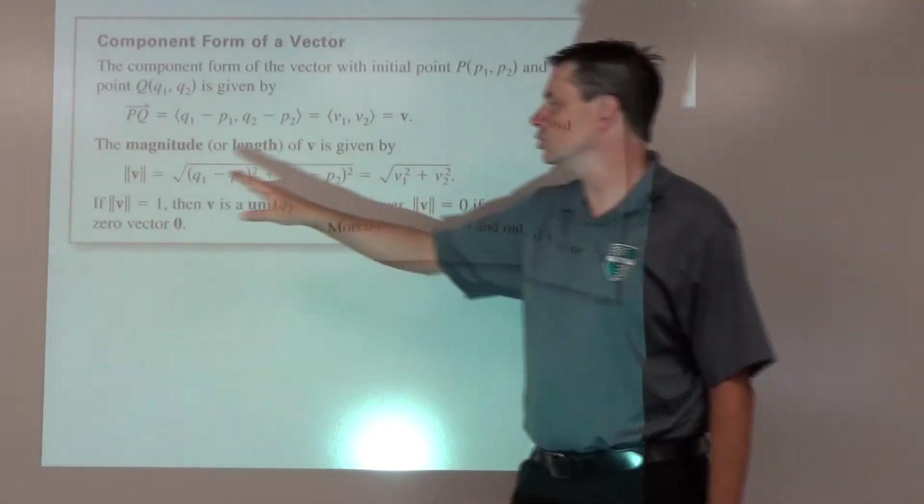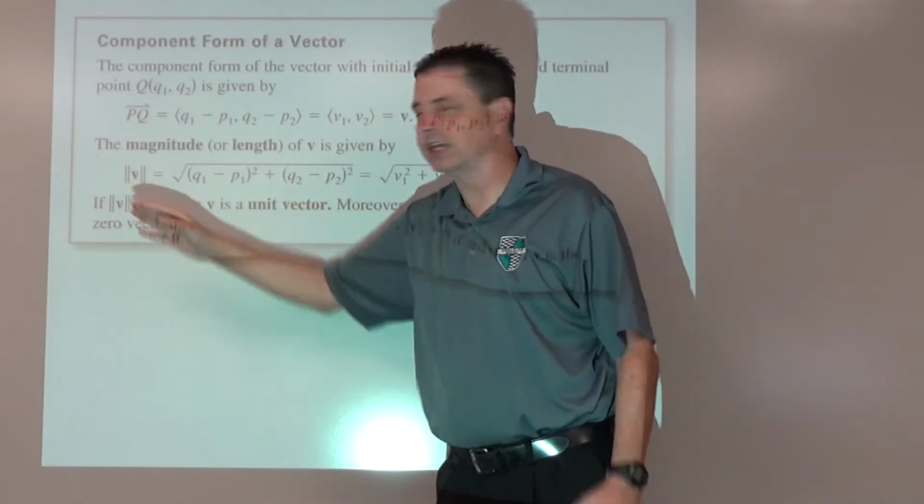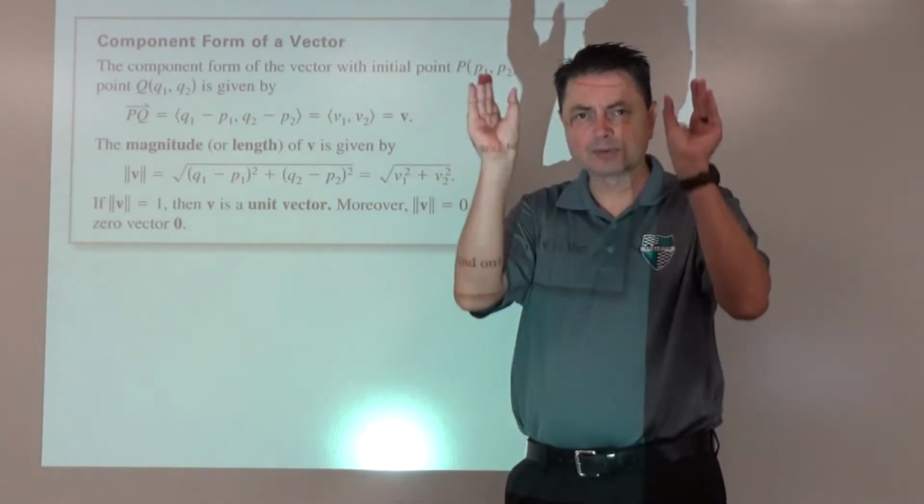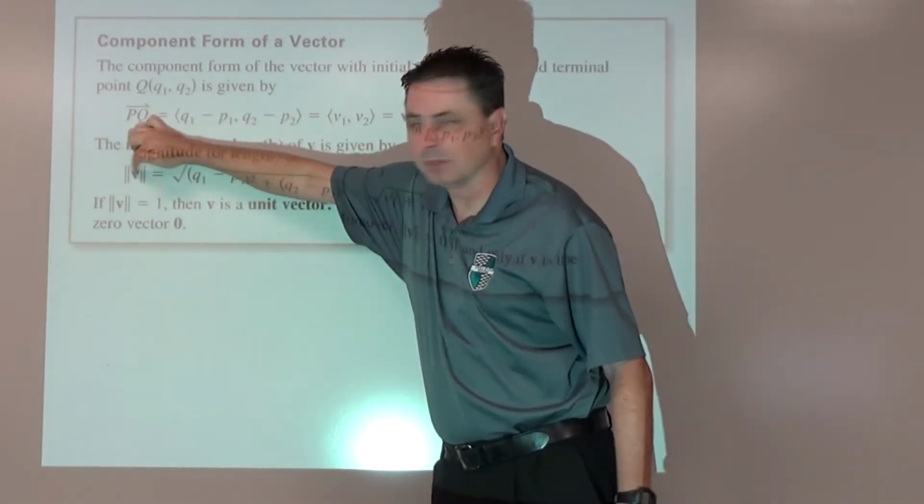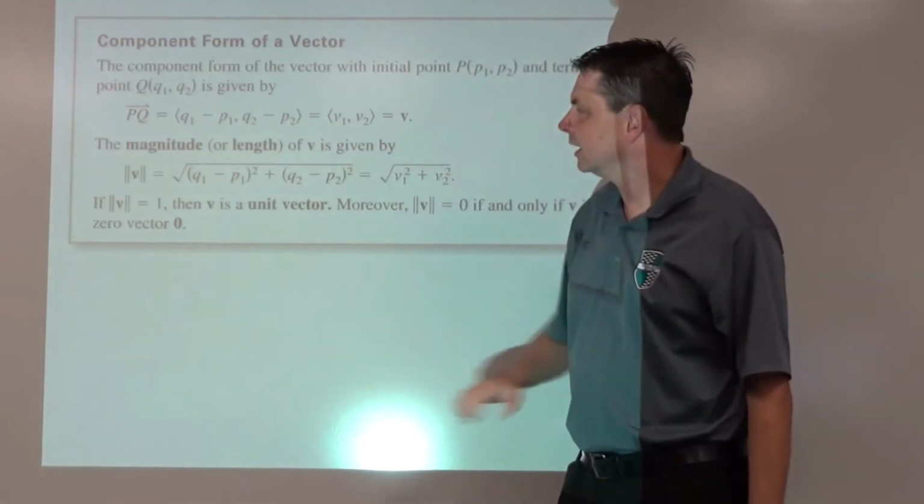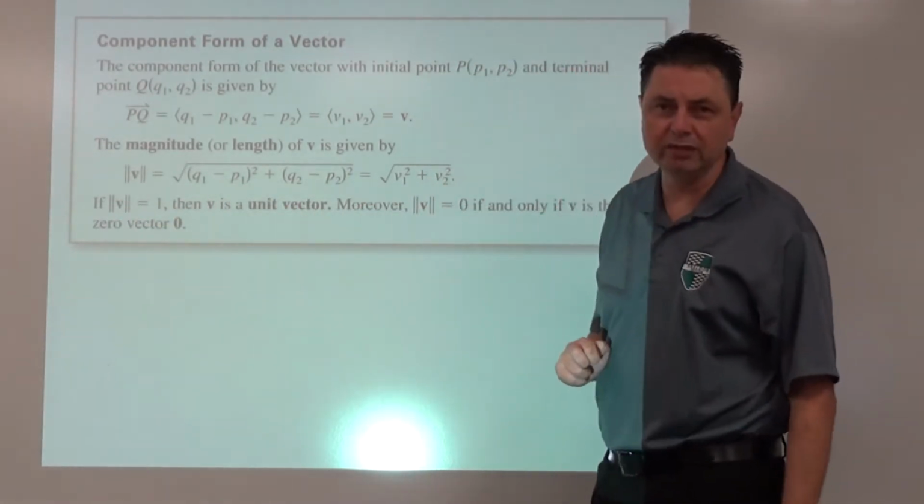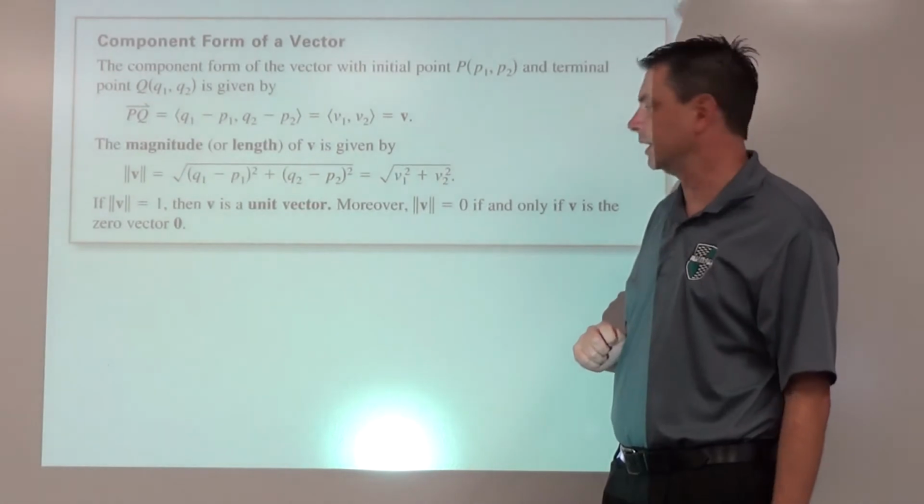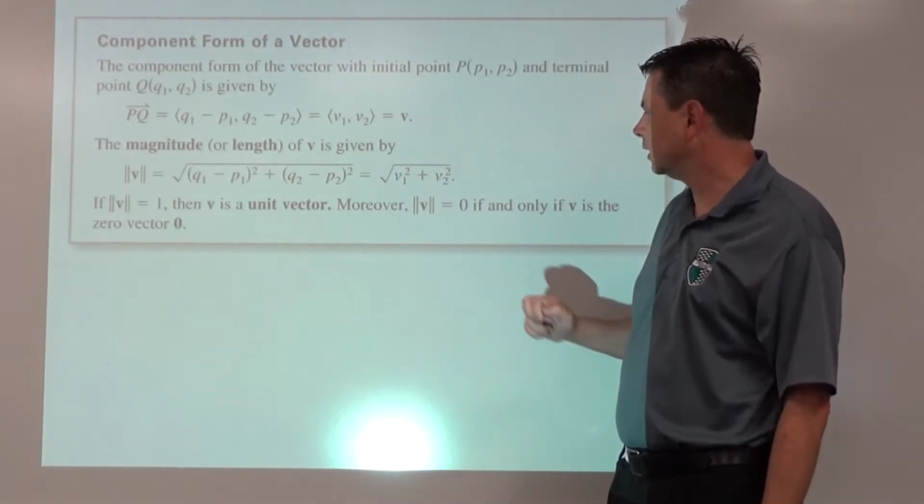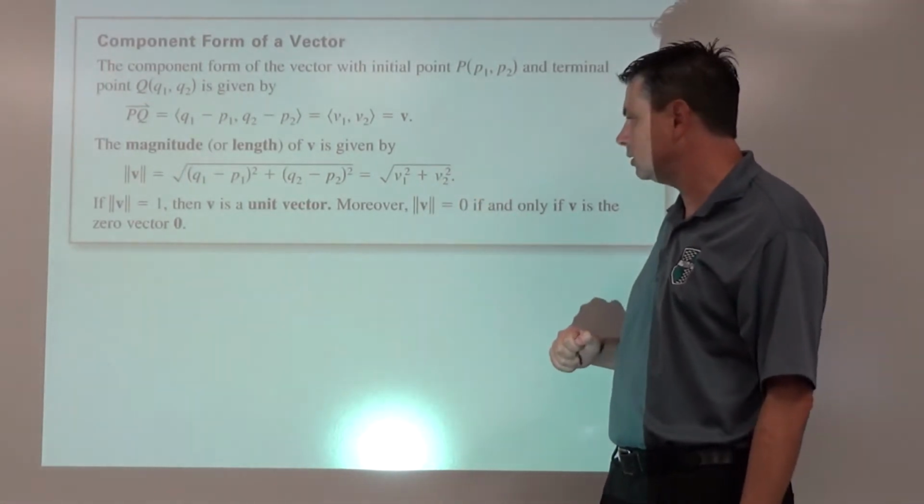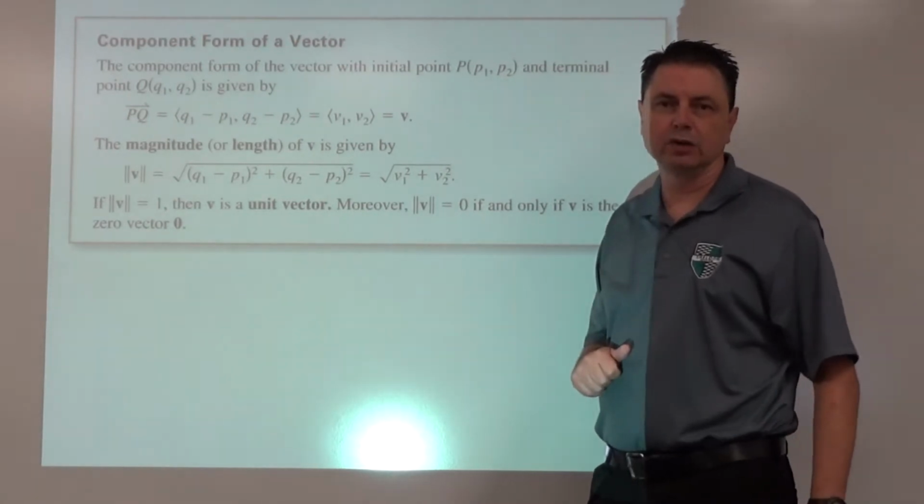The notation for the magnitude of the vector is double absolute value bars. If the magnitude of the vector is 1, then we would call it a unit vector. We're going to see that come into play later. If the magnitude is 0, then we're talking about the 0 vector.